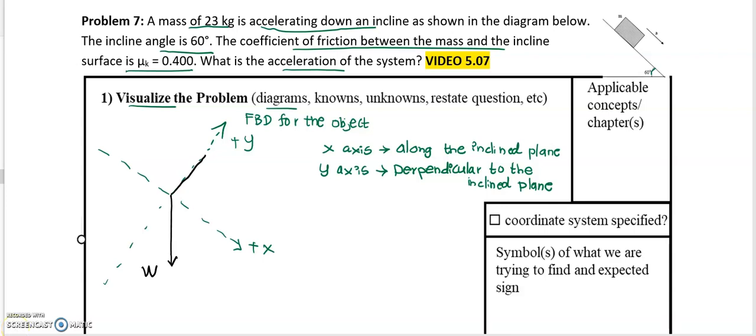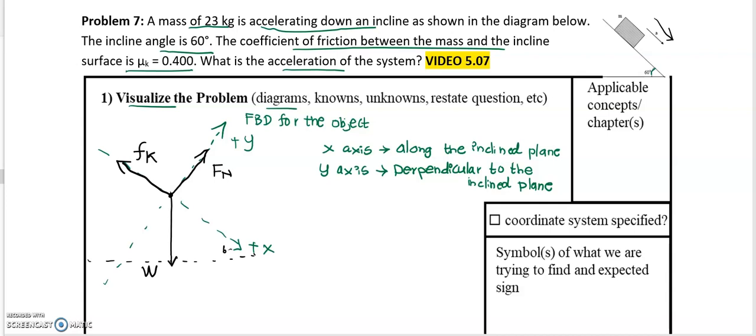So that is the weight acting directly downwards. And then the normal force, perpendicular to the surface. And read the question again. The object is accelerating and there is a friction force between the surface and the object, right? So it's moving downwards, which means friction should act up the inclined plane because friction always opposes the motion. In this case, it's kinetic friction because the object is in motion. Now, those are the three forces acting on the object.